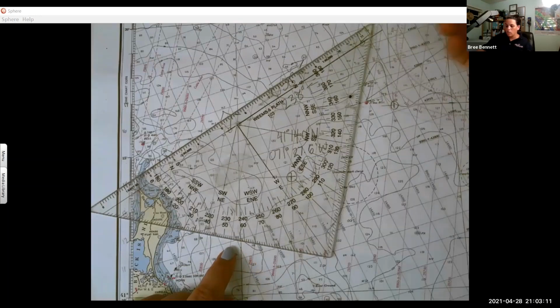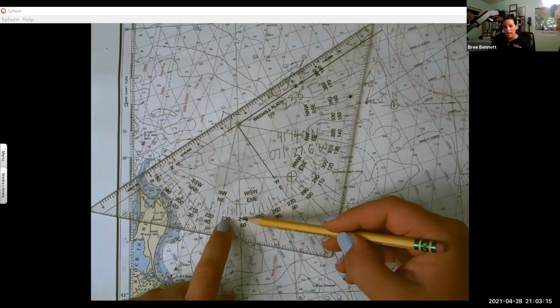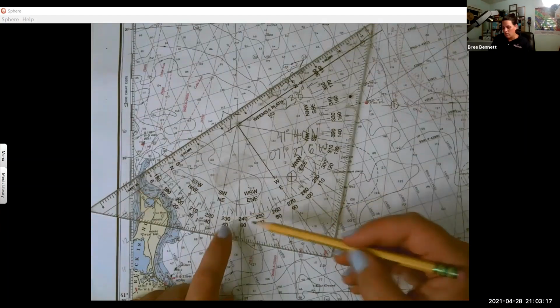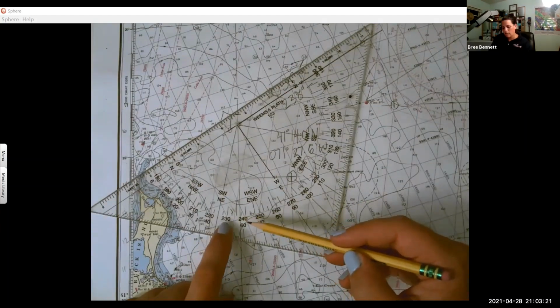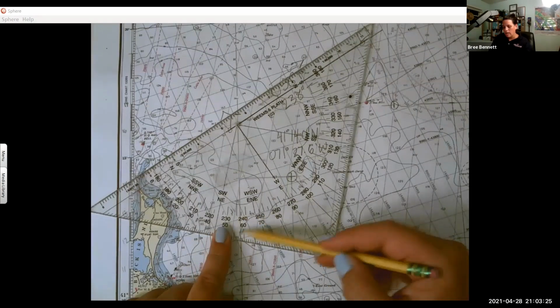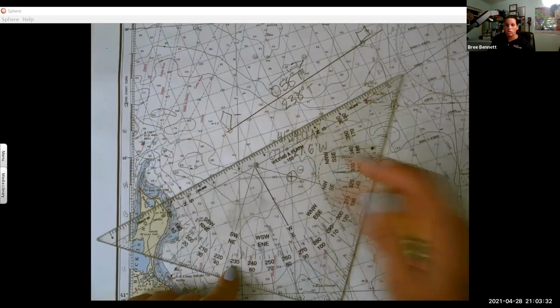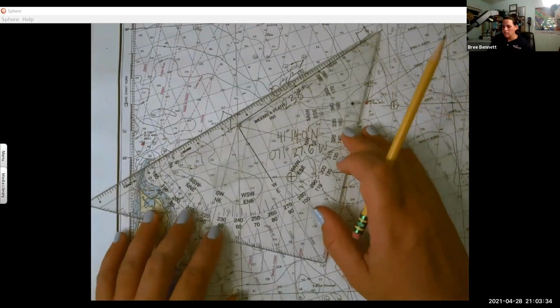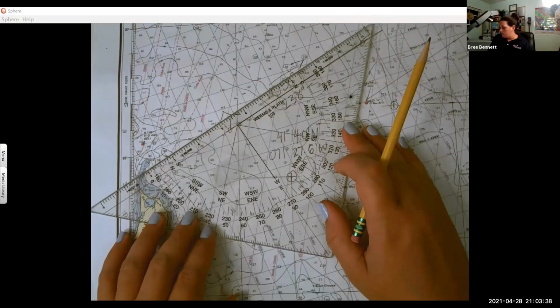Now, if I wanted to go on the reciprocal course, I'm reading the numbers above it. So I have 240 and 230. So I'm in between 230 and 240. I would call that 238, which is what we measured on the compass rose. So this one just didn't have any moving involved.